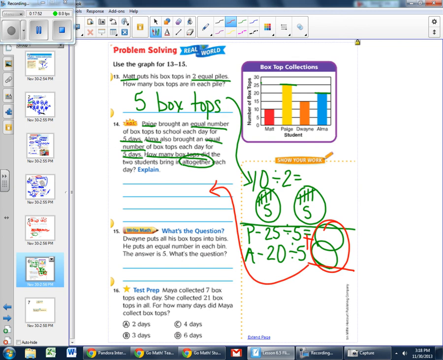Number 15, you're going to write the question. It gave you the answer. Dwayne puts all of his box tops into bins. He puts an equal number in each bin. The answer is 5. What is the question?